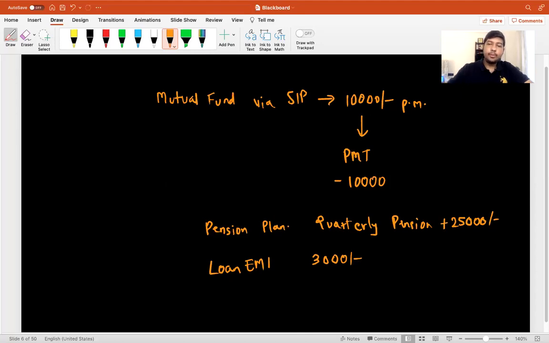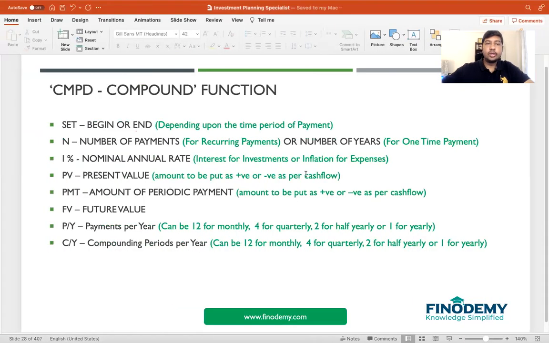Okay, so it will be PMT since it is a recurring EMI. And since this is an outflow, PMT will be minus 3,000. Okay, so that's the input. Good. Then comes the next field, which is future value. FV stands for future value.